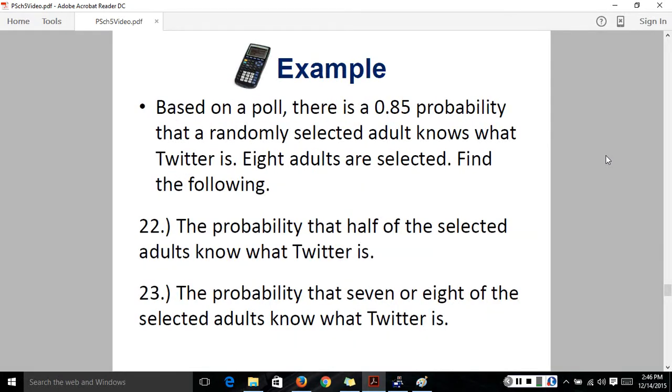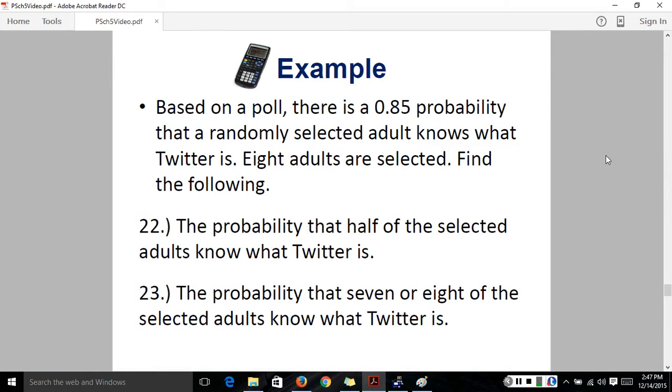Here are some additional problems based upon the binomial distribution. Based on a poll, there's a 0.85 probability that a randomly selected adult knows what Twitter is. 8 adults are selected. Let's find the following probabilities.